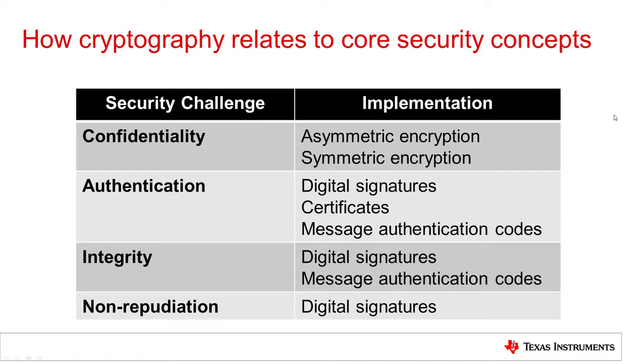Authentication is delivered by digital signatures, certificates, which we'll cover in the next module, and message authentication codes, which are associated with symmetric encryption. These each cover different aspects of authentication, and we'll break those down in more detail later in this module. Integrity is handled by both digital signatures and message authentication codes again. And finally, non-repudiation is handled by digital signatures, which help prove the origin of a message and whether it was sent and received. We won't be covering non-repudiation any further in this module.